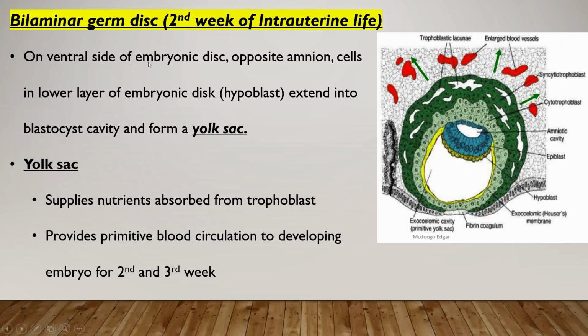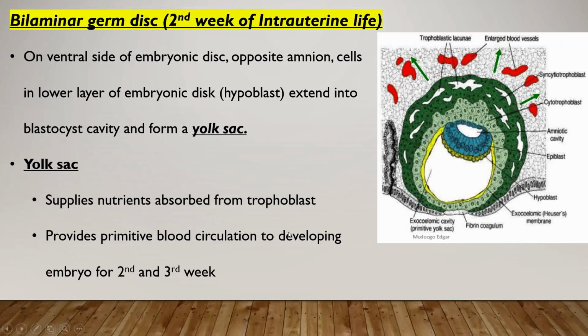So on the ventral side of the bilaminar embryonic disc, opposite the amnion, these cells in the layer of the embryonic disc are forming the hypoblast, and they are forming the primitive yolk sac. So the yolk sac is supplying the nutrients absorbed from the trophoblast, and they are providing primitive blood circulation to the developing embryo for the second and third week.